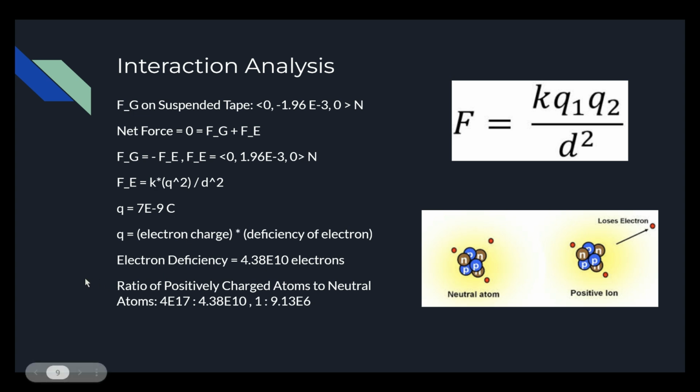The electron deficiency, which is going to be that charge divided by the charge of an electron, gives this approximate number of electrons that you would need to get this total charge here. And then you're going to find the ratio of this number of electrons to this number of atoms total, which is about 1 to 9.13 e to the 6th. So very few of them are a deficit of an electron.